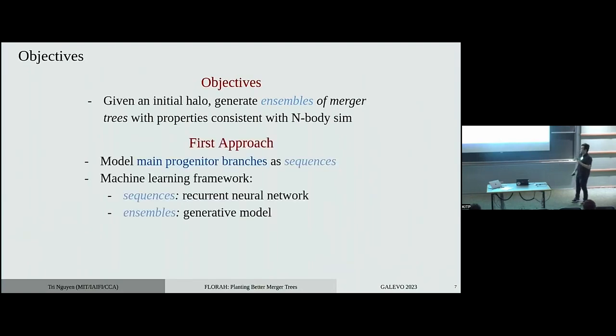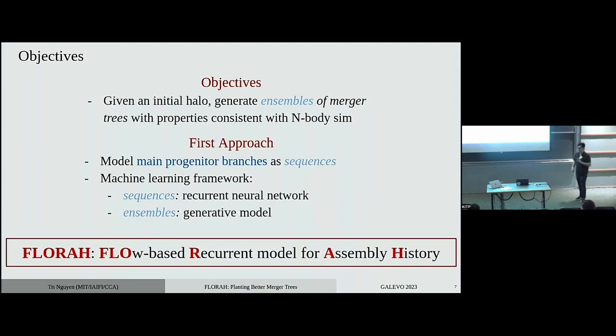For the first approach, we will model the merger trees. We will only try to model the main progenitor branch of the merger trees, which keeps track of the most massive halos of the merger trees. And we're going to model it as a sequence. So we're going to use machine learning to solve this problem. For the sequence part, we will use a recurrent neural network to model it. And for the ensemble part, we will use generative models, in my case, normalizing flow. Which comes to our acronym, FLORAH: flow-based recurrent model for assembly history.